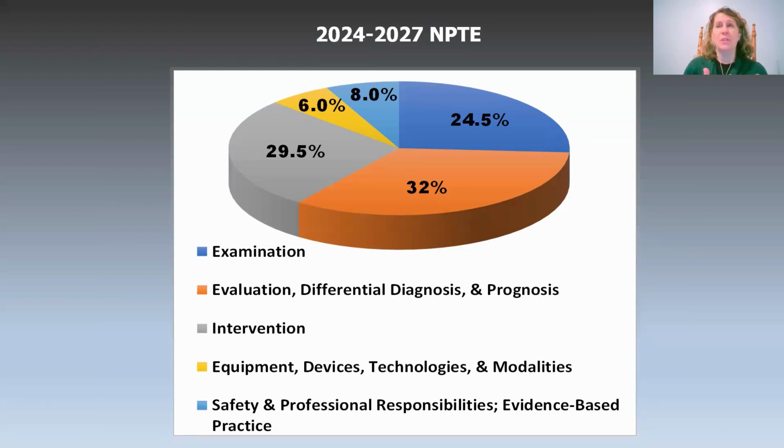But look at the biggest percent. 32% is evaluation, differential diagnosis, and prognosis. Why? Because you're becoming doctors of physical therapy in direct access environments. So they want to make sure that you can do these things, right? You know what differential diagnosis is. You know what prognosis is.